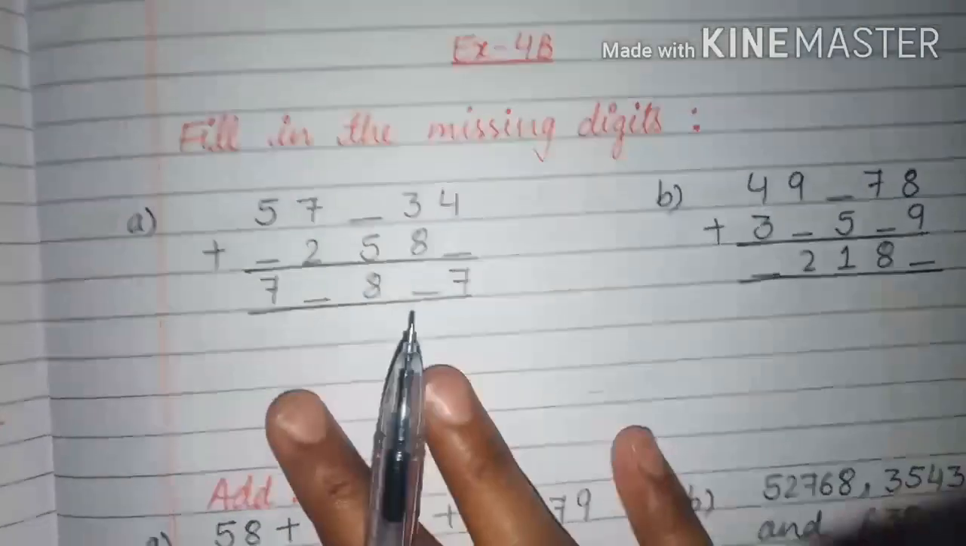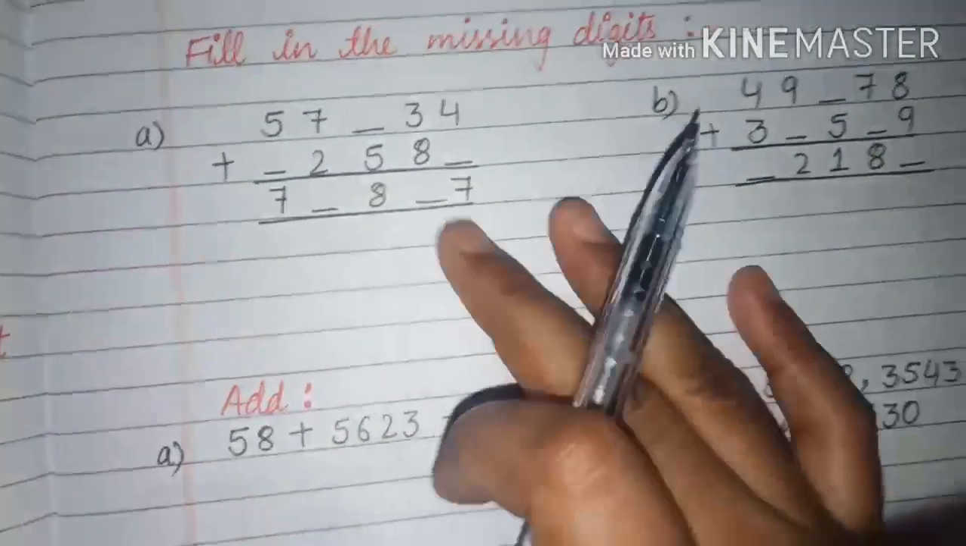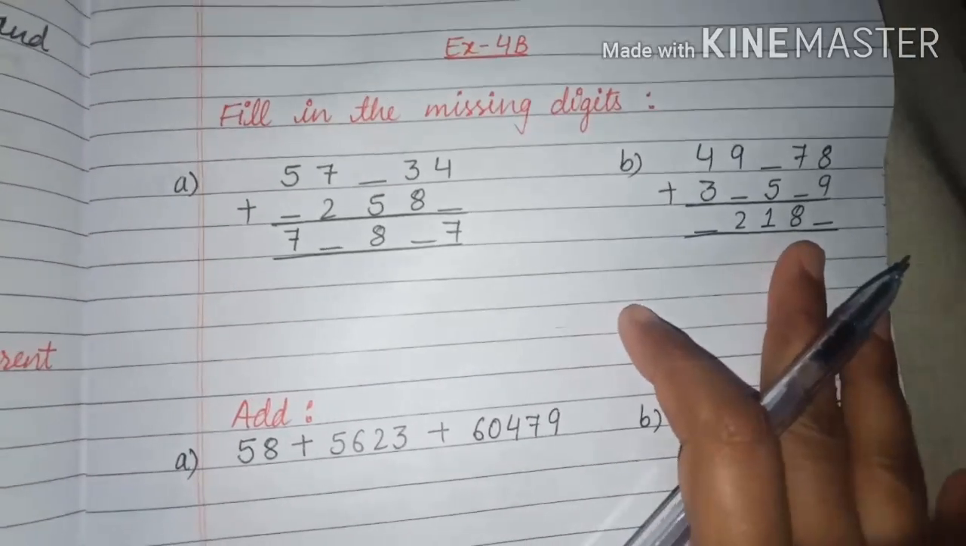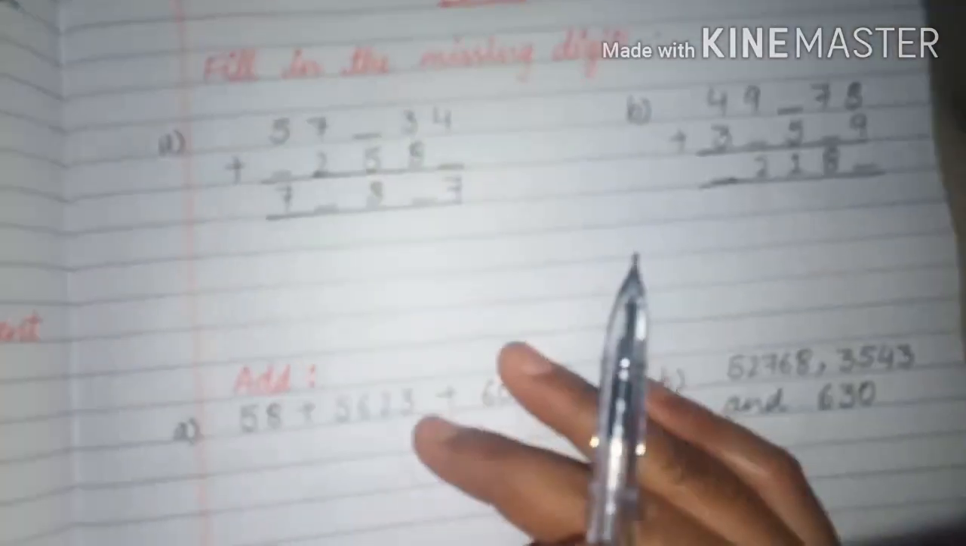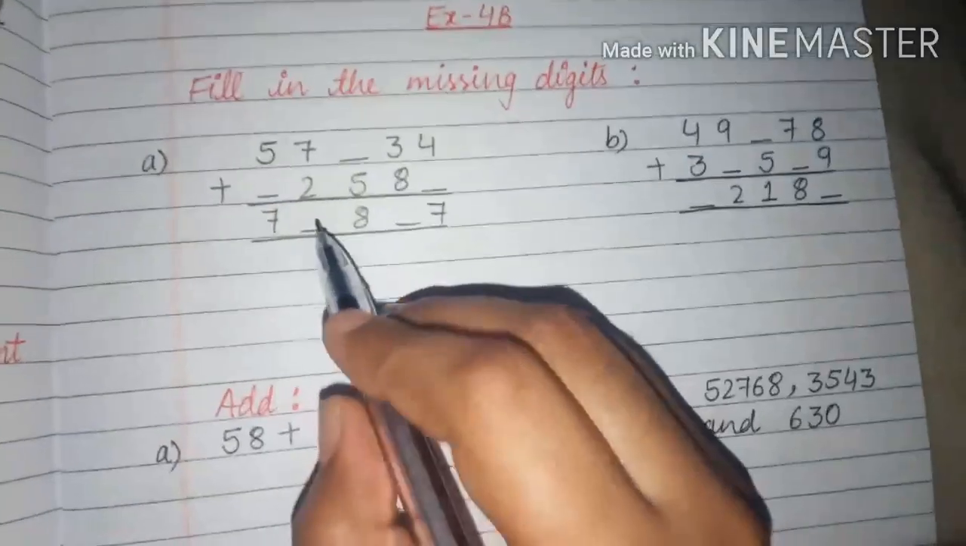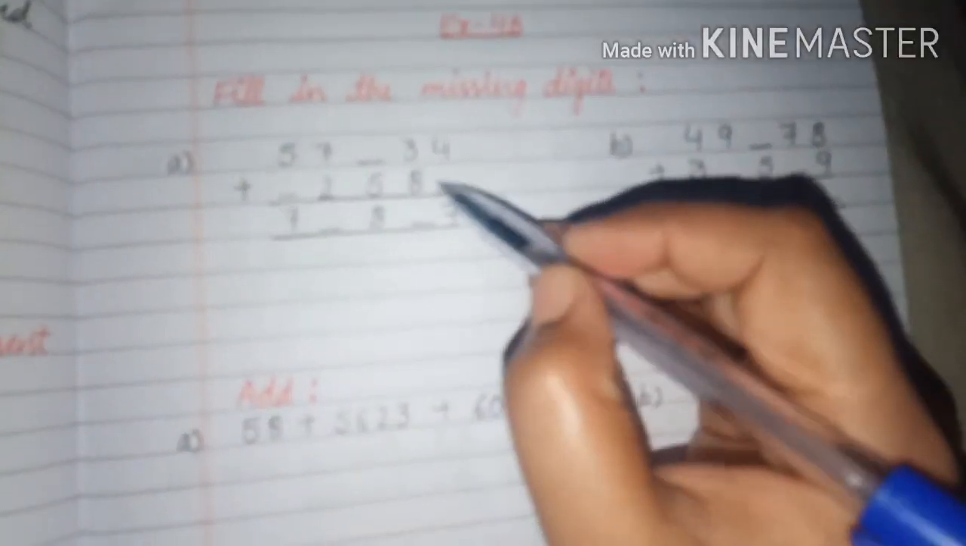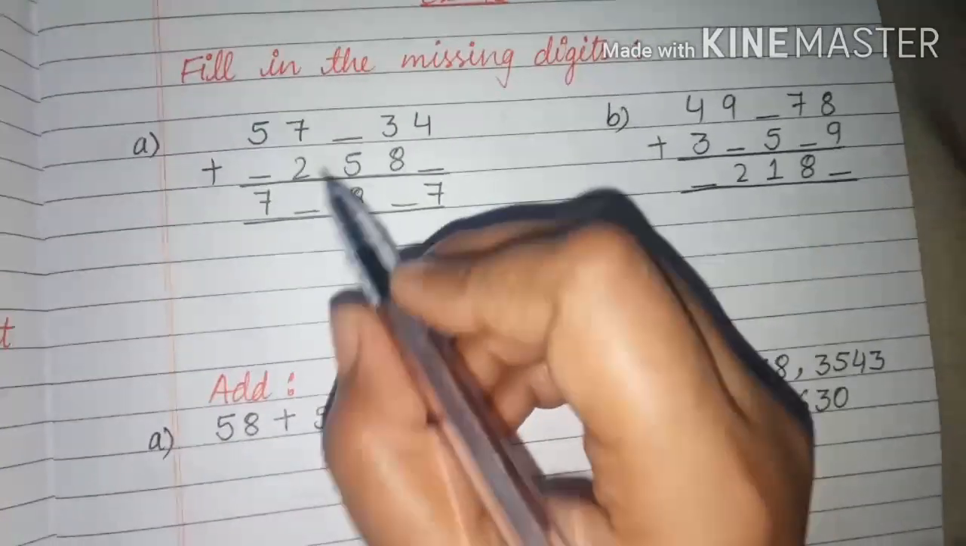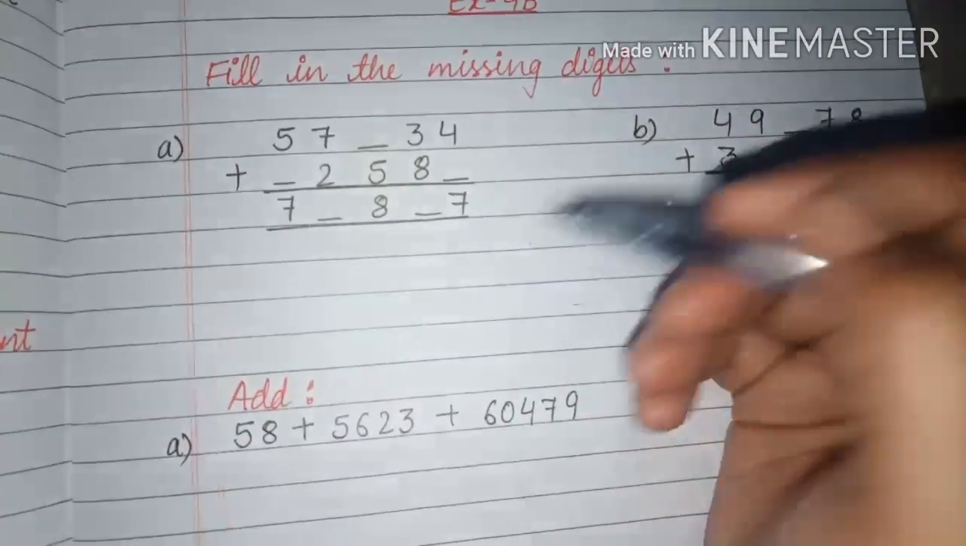Exercise 4B. Fill in the missing digits. These are some new type of problems which you have not heard earlier. So let's start doing it. First problem is you have to fill the missing digits here. We have a dash in our question, we have to fill it. So how to do it?